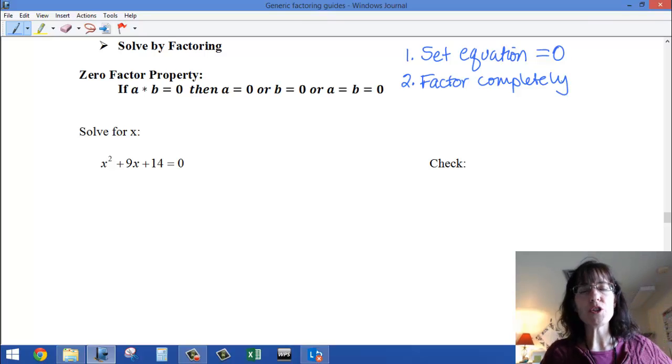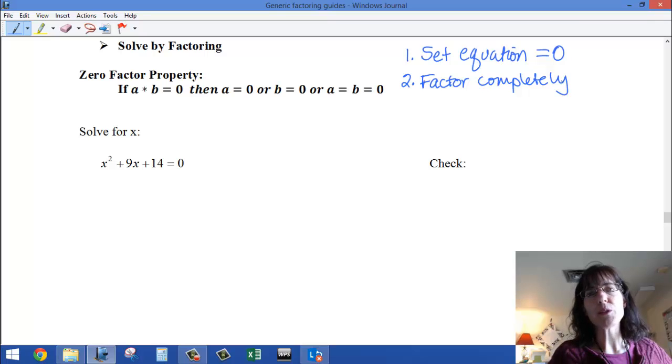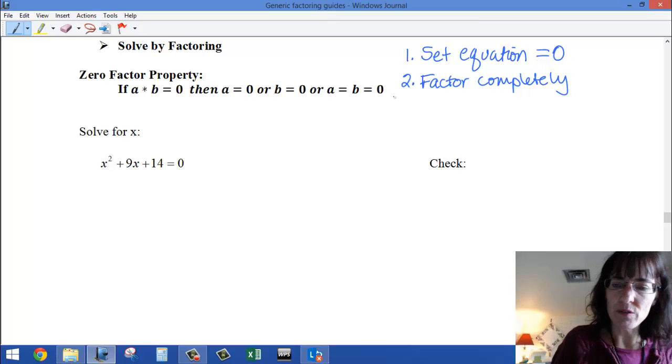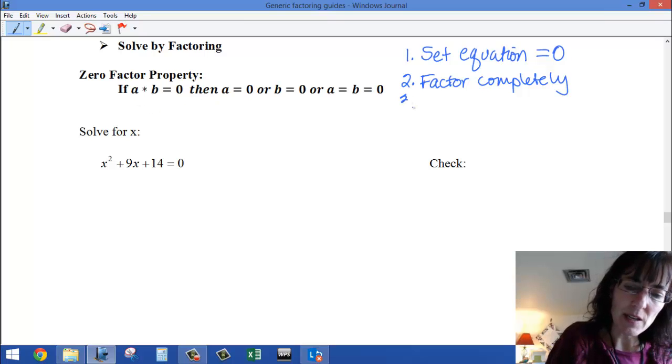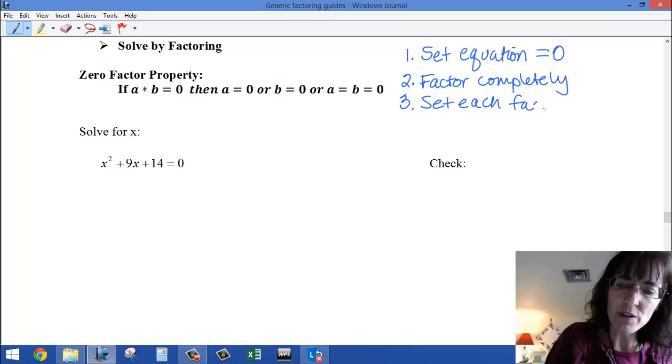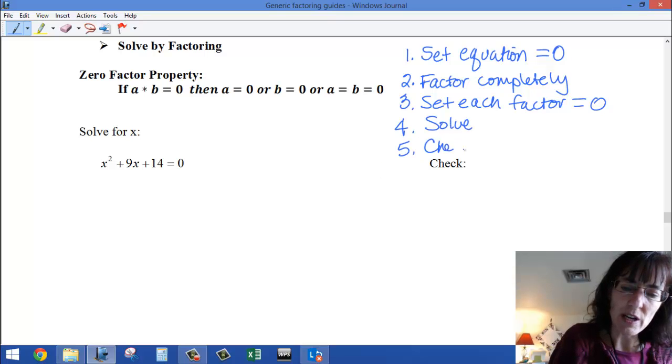And the two methods that you've learned are the greatest common factor and the sum product method. So you're going to use one of those two methods. We're not going to give you anything different than those. And then you will apply the zero factor property, which we'll go to here in a second. The end result of it is you set each factor equal to 0 and then solve. You have some little equations to solve, and then the last thing is to check.